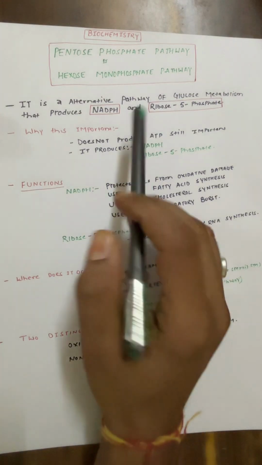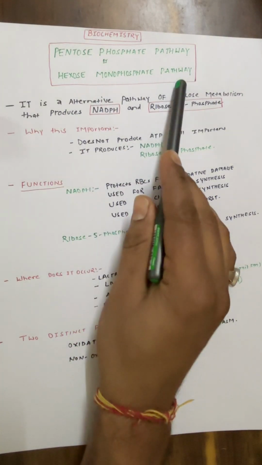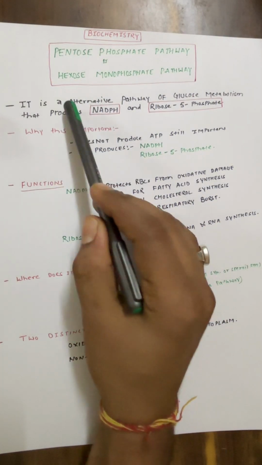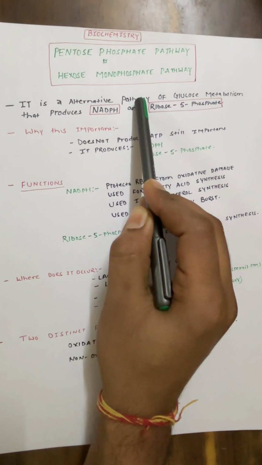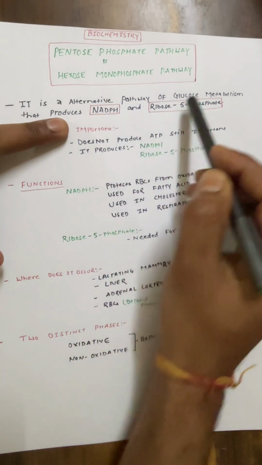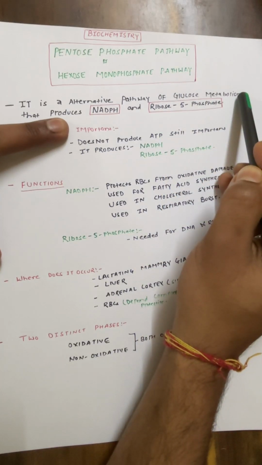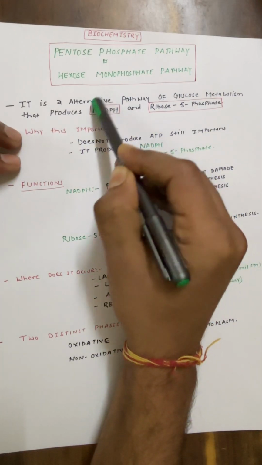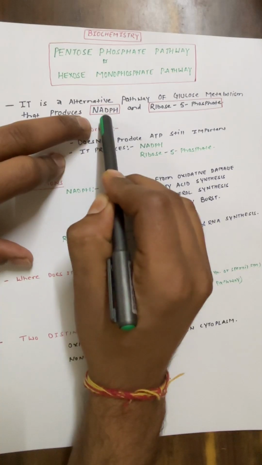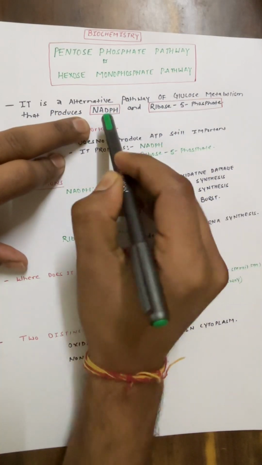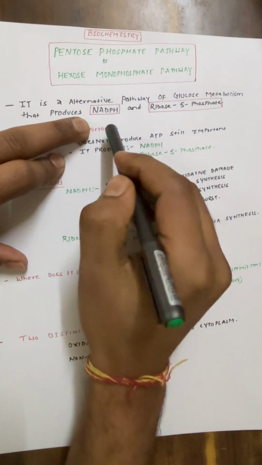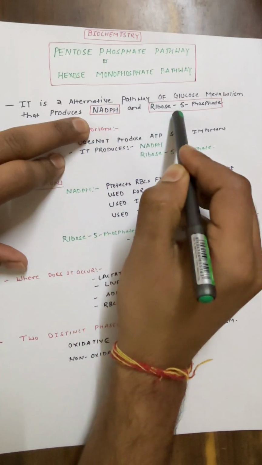While talking about the HMP Shunt, or hexose monophosphate pathway, it is defined as an alternative pathway. It's not the main pathway, it's an alternative pathway of glucose metabolism that produces NADPH. Remember this NADPH. And ribose 5-phosphate. So the main outputs from the HMP Shunt are NADPH and ribose 5-phosphate.